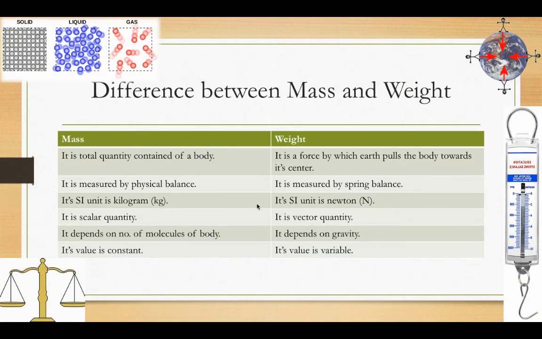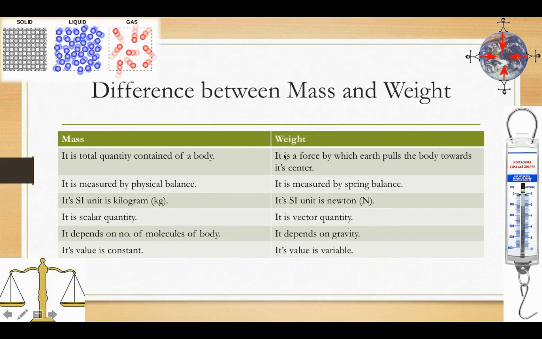Before I start the discussion of the main topics, let me explain the differences between mass and weight. In junior classes, we already discussed mass. Mass is the total quantity content of the body. For example, if this is a body, then this body has this number of molecules. Like liquid, these many molecules, and gas, these many molecules. Whatever molecules the body has got, accordingly the body will have mass. That's why it is the total quantity content of the body.